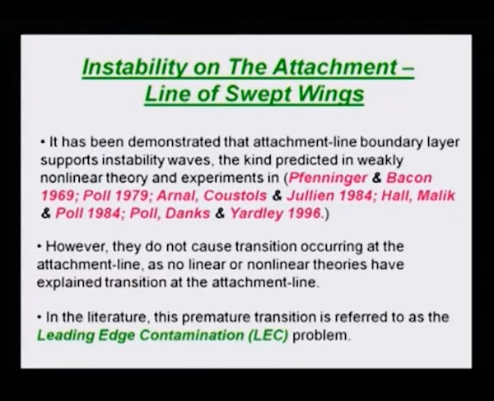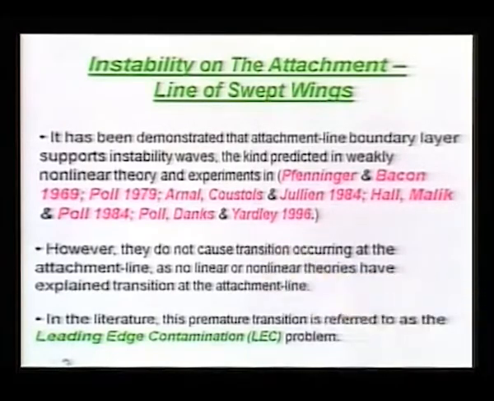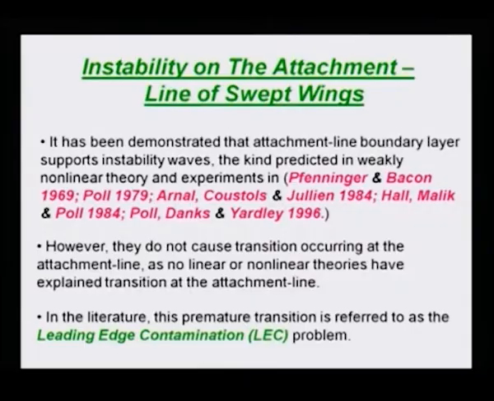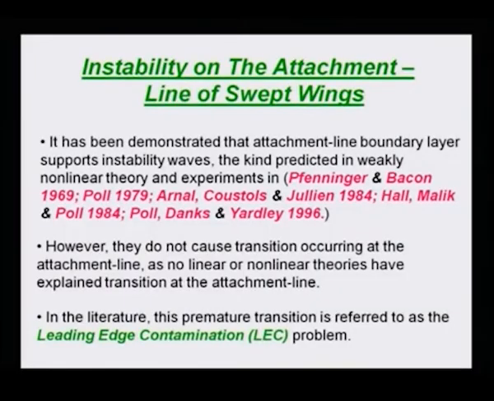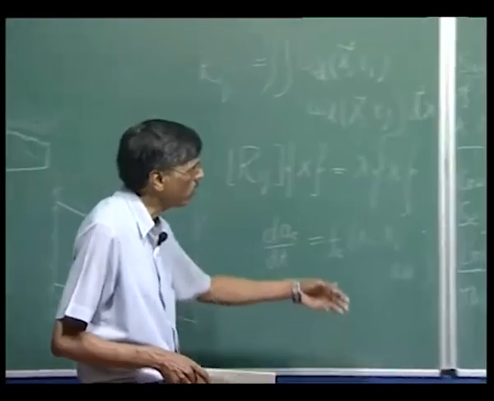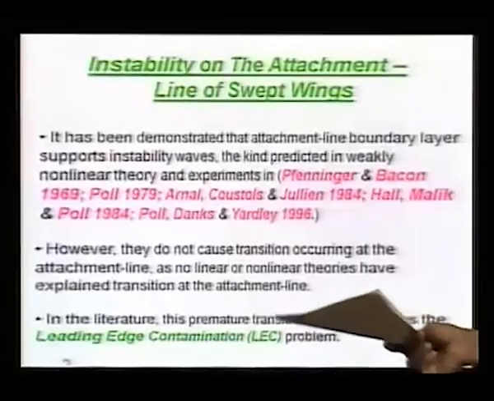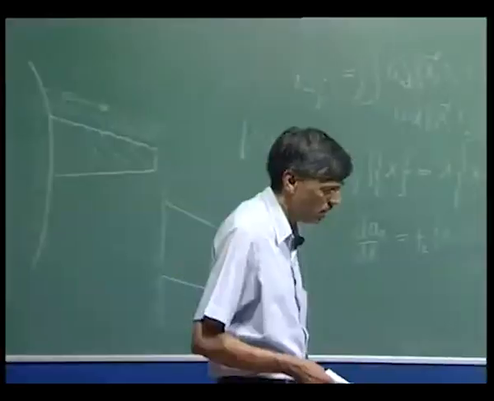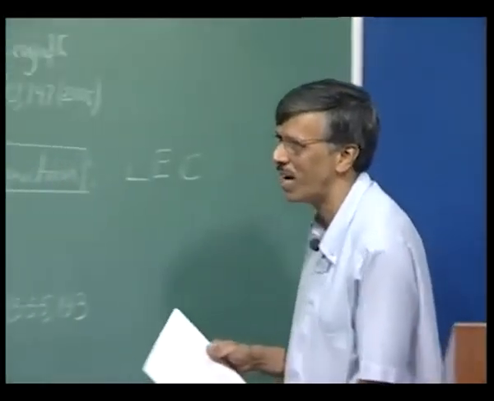But one thing you notice is that you do have instability waves experimentally, but no one has established that they will cause transition on the attachment line. We do not have any linear or nonlinear theories that explain this. So in that context, this was something of a revelation, which is why this premature transition is referred to as leading edge contamination. As if the flow gets contaminated by some unknown disease, and that remained unknown for quite some time.